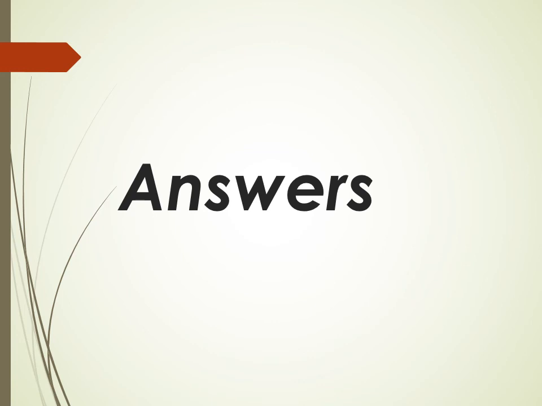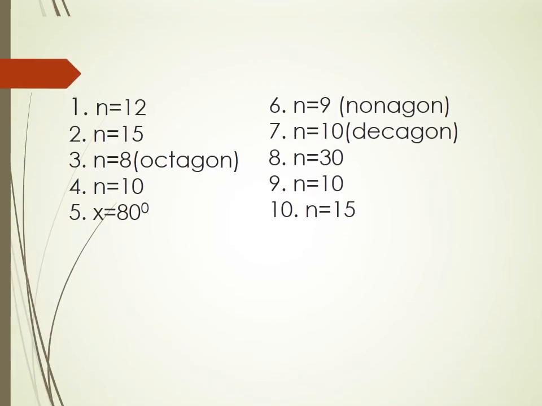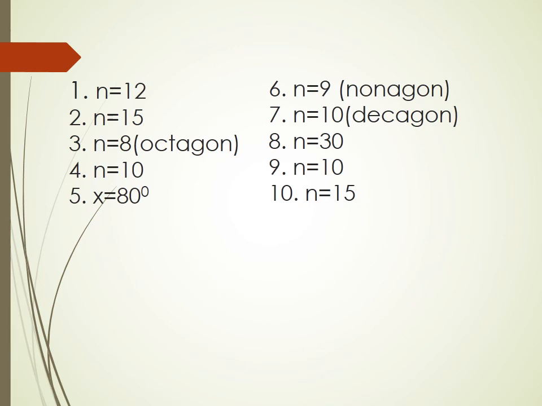The answers: Question 1. N is 12. Question 2. N is 15. 3. N is 8. That is an octagon. 4. N is 10. 5. X is 80 degrees. 6. N is 9. That is a nonagon. 7. N is 10. That is a decagon. 8. N is 30. 9. N is 10. And then question 10. N is 15.